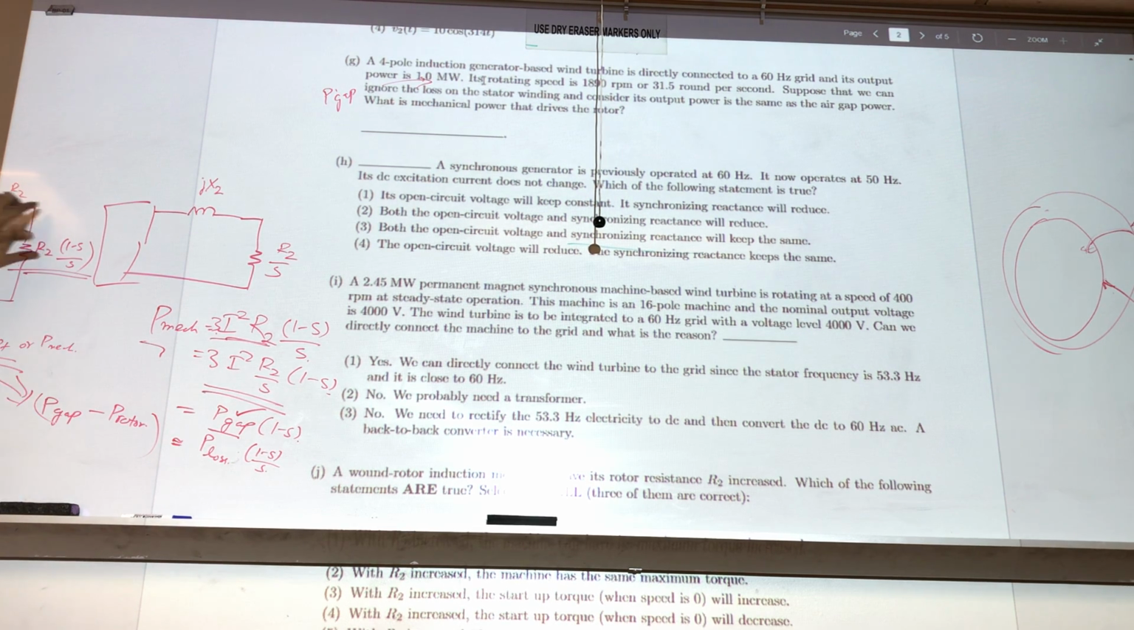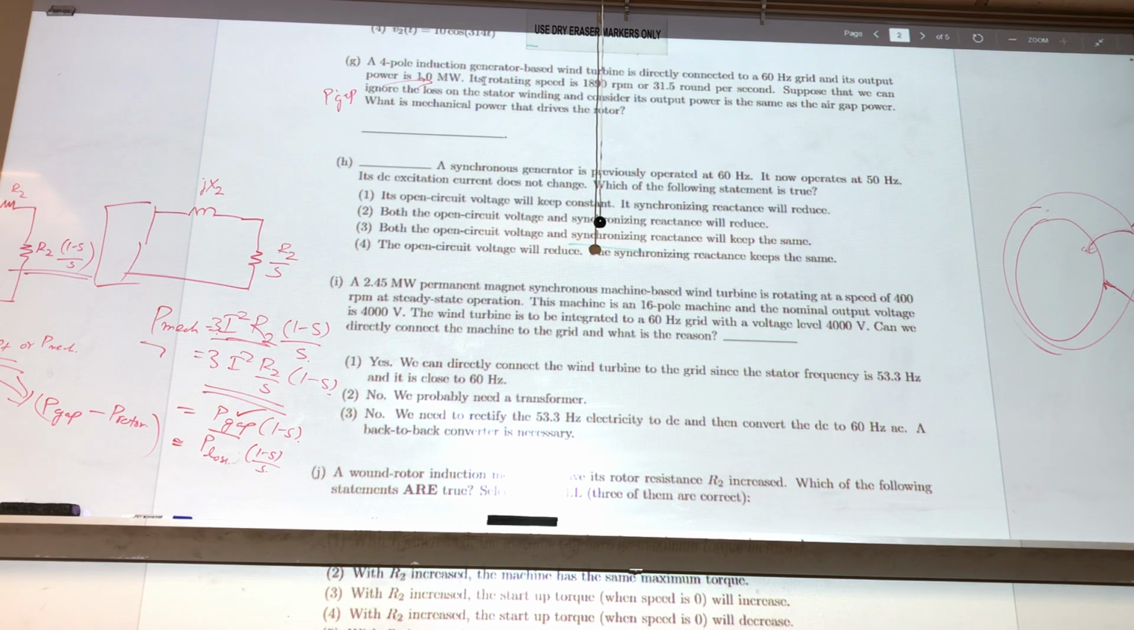P loss is nothing but P rotor. So it's always there with the P gap. Yeah, it's always there with the P gap. So how do you know that the output power is going to be only P gap, but not the P loss? No, P loss is the loss. It will not be the output. It is the loss due to the resistance.